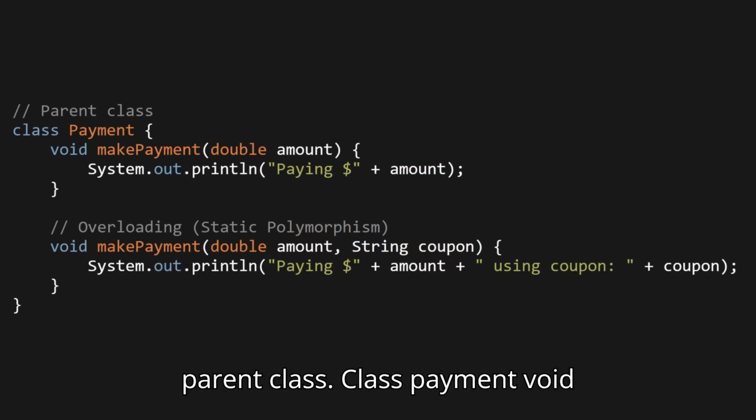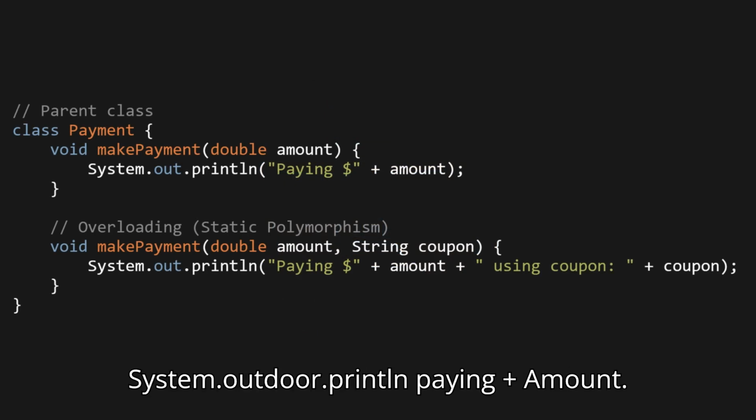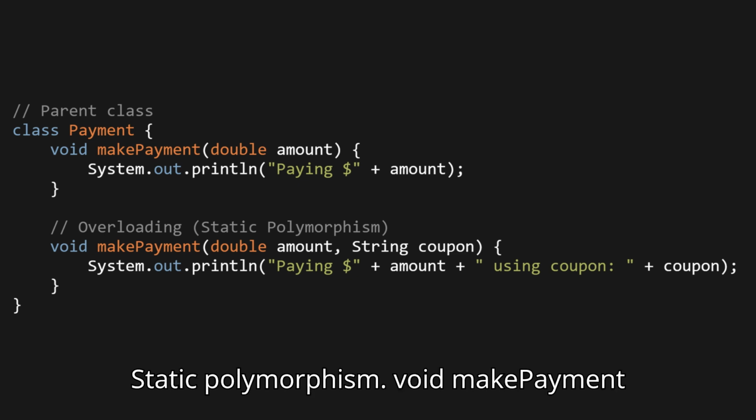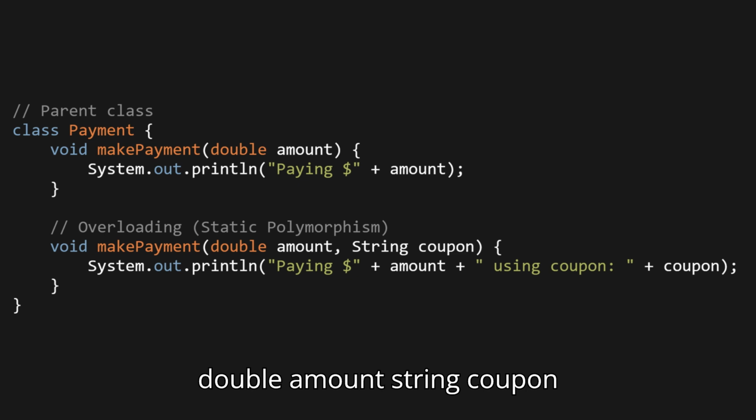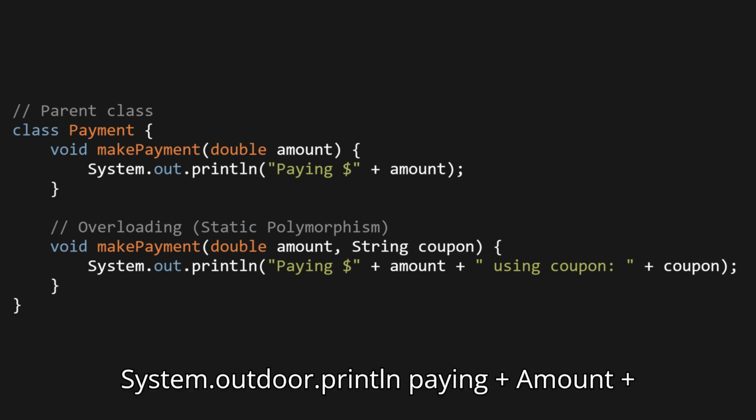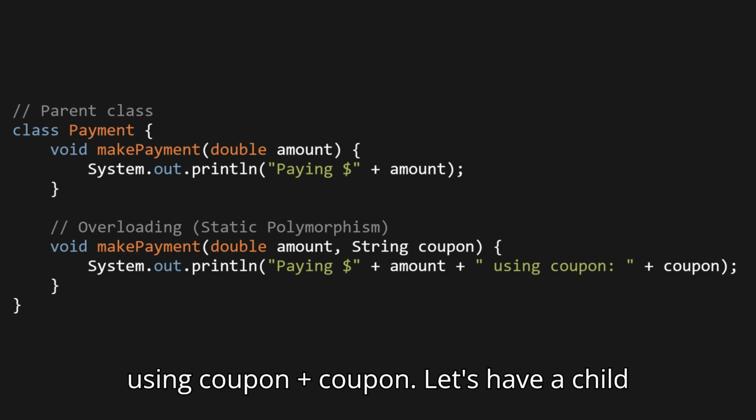Class Payment: void makePayment(double amount) { System.out.println("Paying $" + amount); }. Static polymorphism: void makePayment(double amount, String coupon) { System.out.println("Paying $" + amount + " using coupon " + coupon); }.